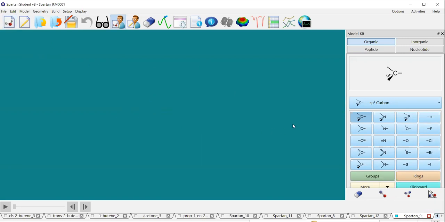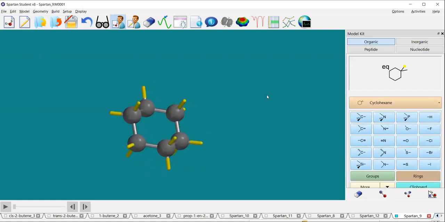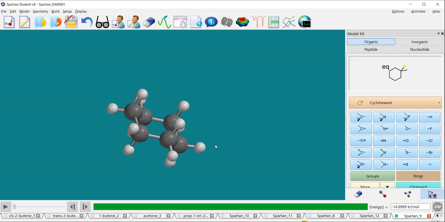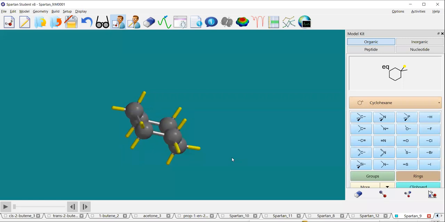My next step is to construct a cyclohexane chair and minimize it. I will do it using the model kit that is given to me, clicking on rings and then picking up cyclohexane. Okay, here's my molecule, and I will minimize it again using the energy button in the lower right corner. Here's my chair.